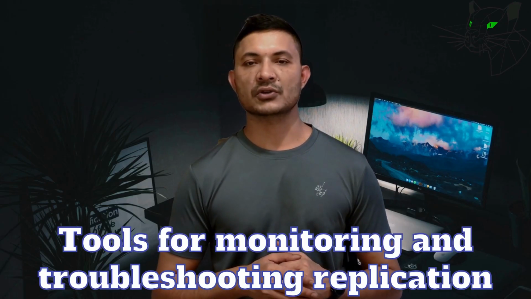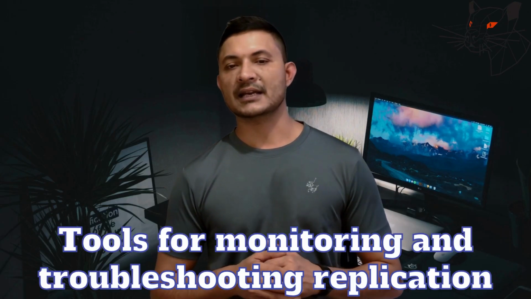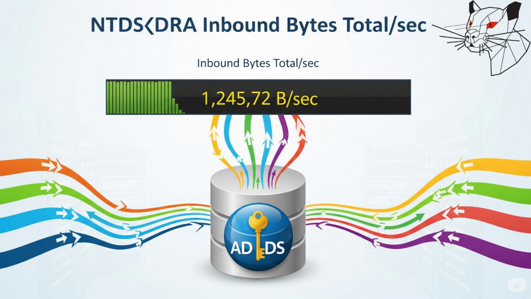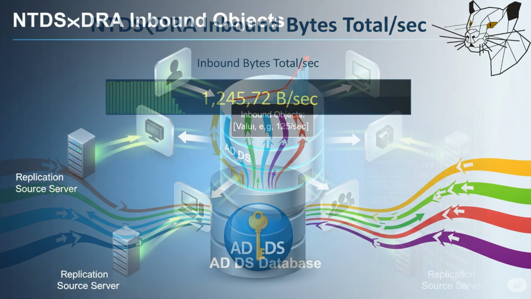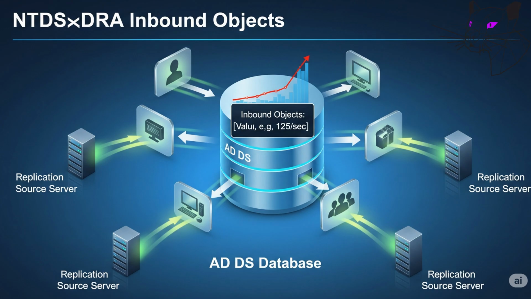Tools for monitoring and troubleshooting replication. In any AD DS domain environment containing multiple domain controllers, it's essential to monitor AD DS replication and, in case of any issues, troubleshoot and resolve them. Performance Monitor allows you to capture and analyze directory replication agent, DRA, counters, including NTDS DRA Inbound Bytes Total/sec. This counter depicts the total number of bytes replicated into the AD DS database. NTDS DRA Inbound Objects/sec. This counter depicts the number of Active Directory objects received from neighbors through inbound replication.